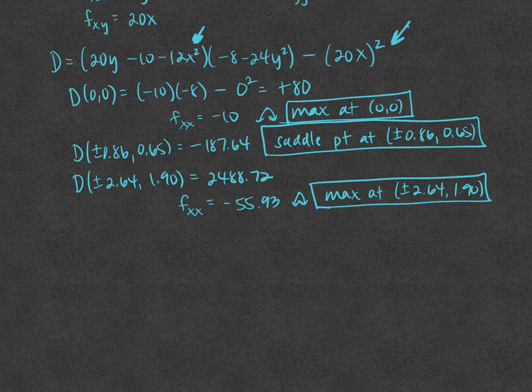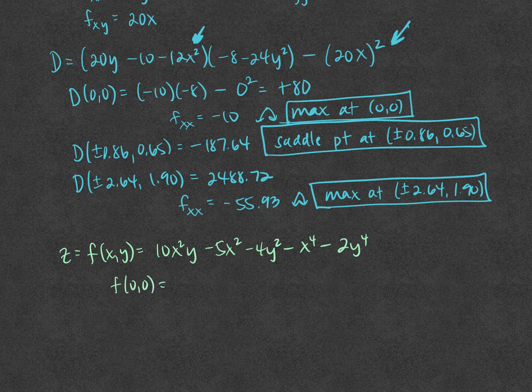I'm going to switch colors, so I'm going to switch thoughts. So f of x, y equals, I'm going to call this z so I don't have to write f of x, y over and over. We have 10x squared y minus 5x squared minus 4y squared minus x to the fourth minus 2y to the fourth. Now, since all my powers of x are even, I don't have to split out the plus and minus 2.64. So at f of 0, 0, we have 0. So this value is 0.